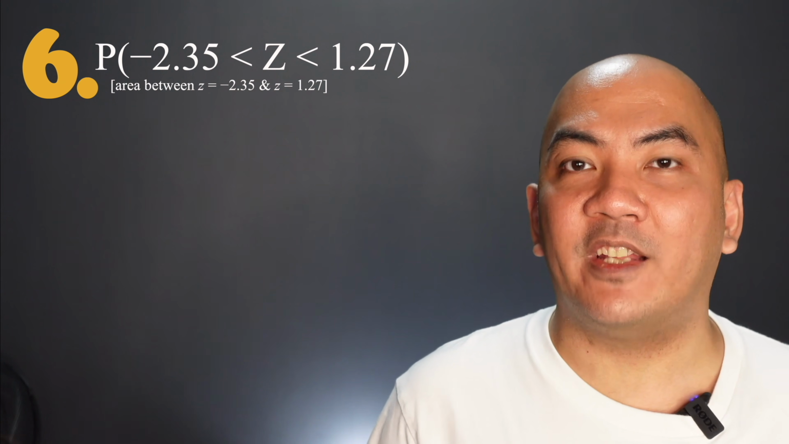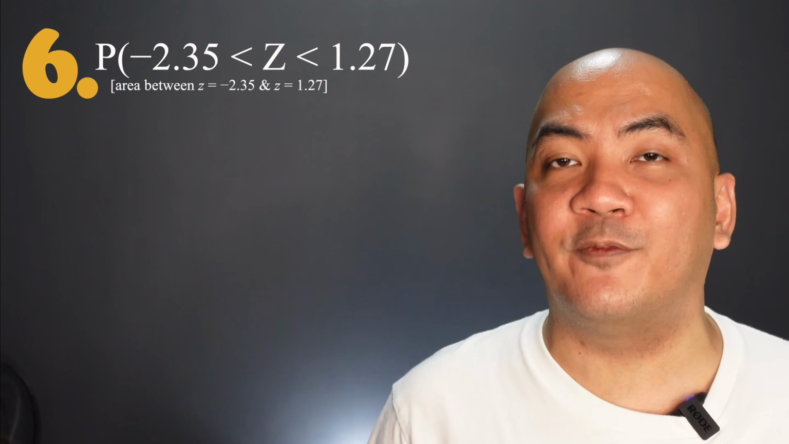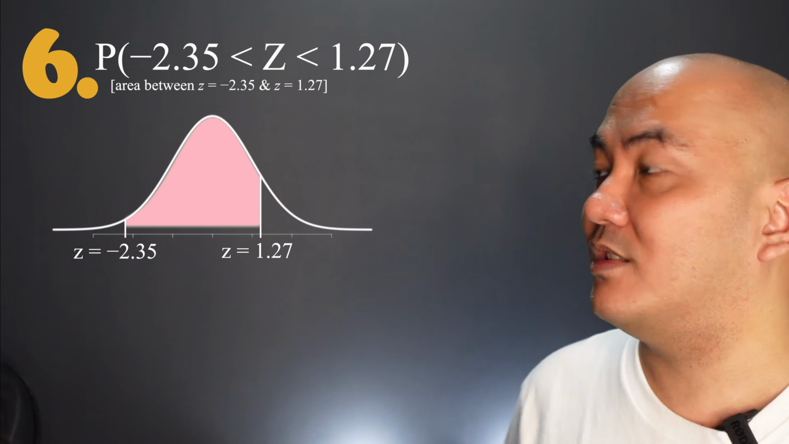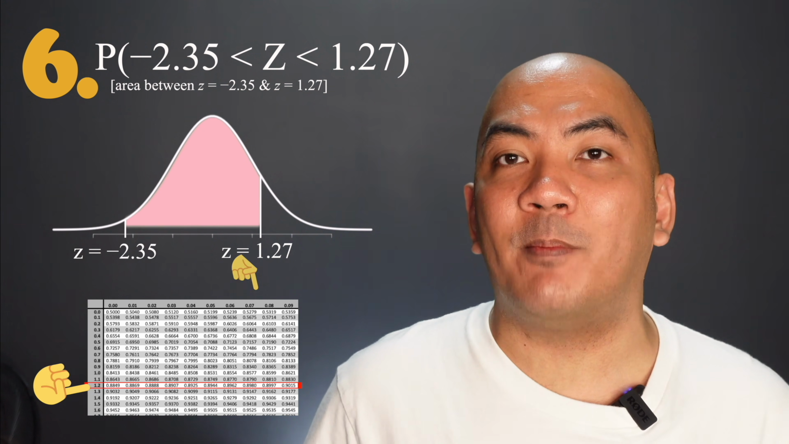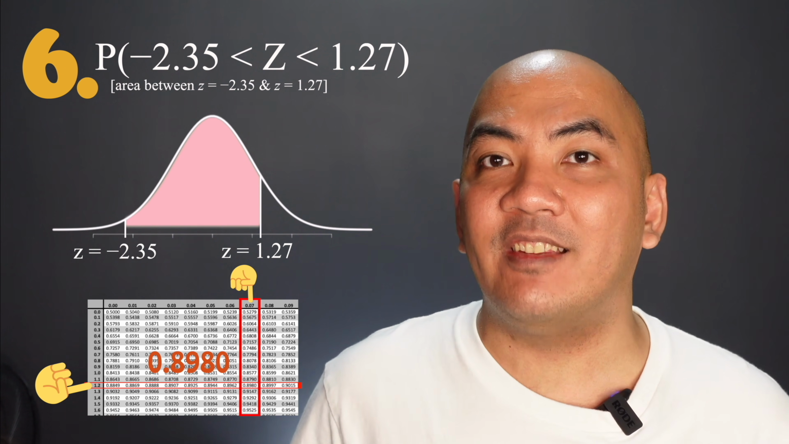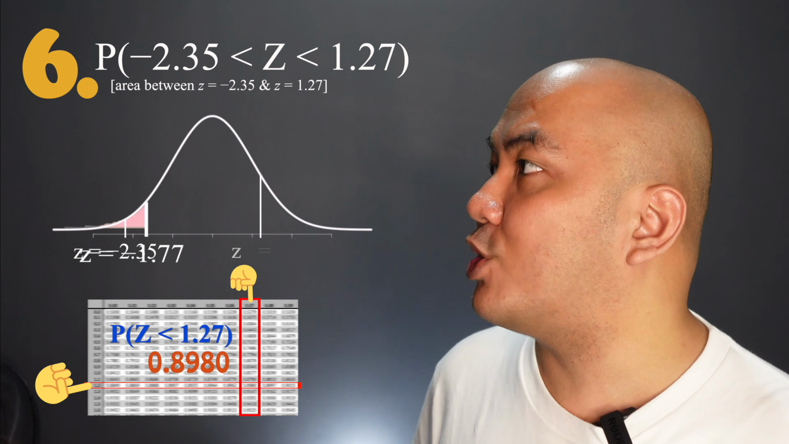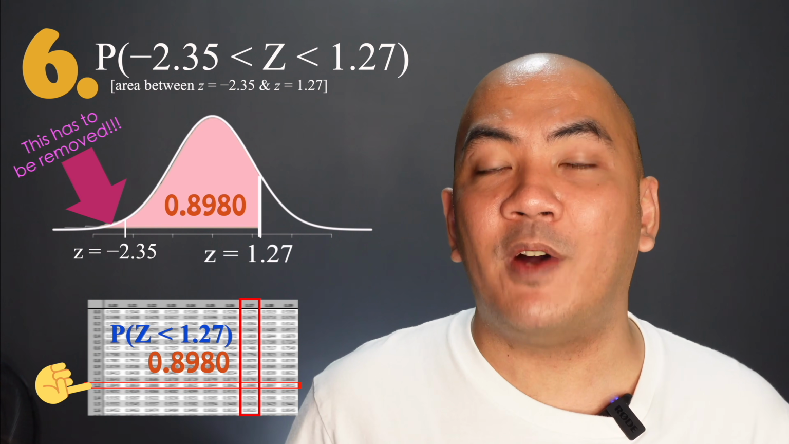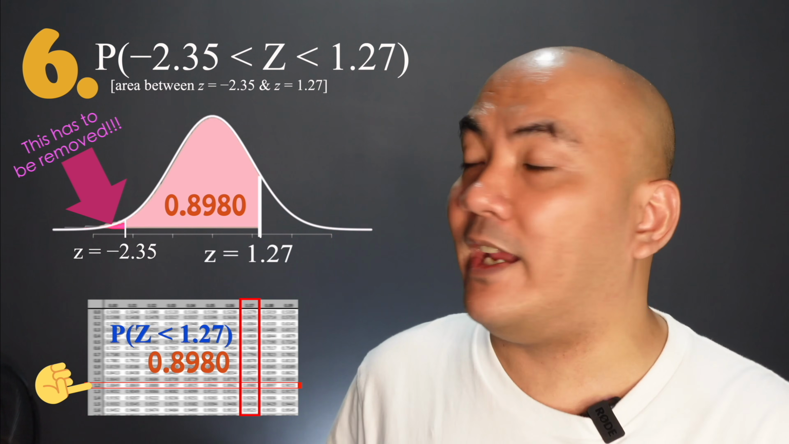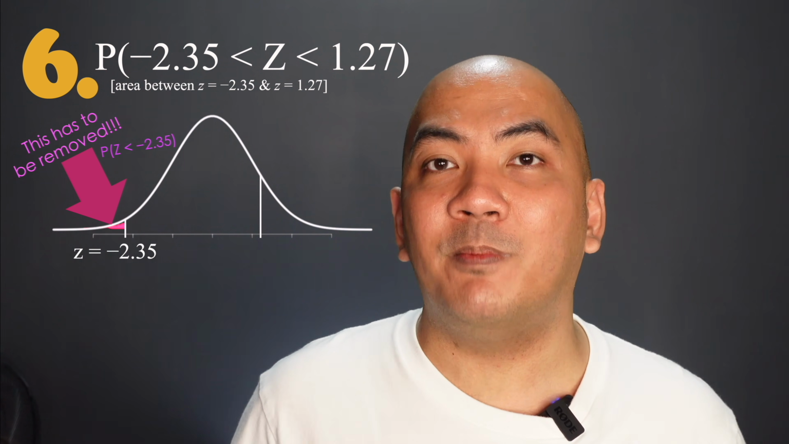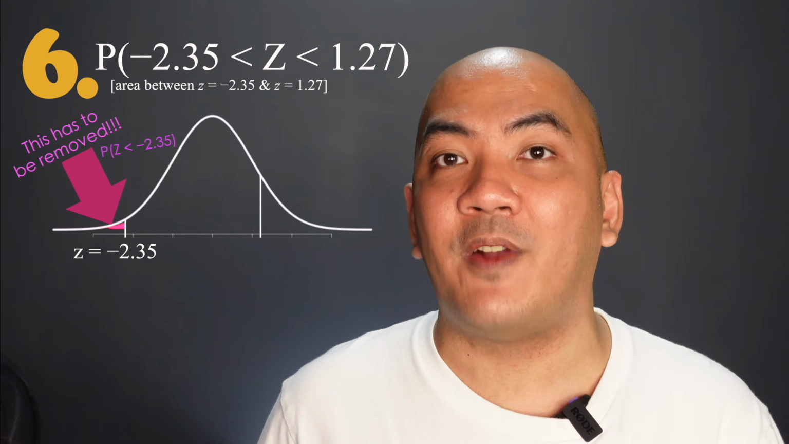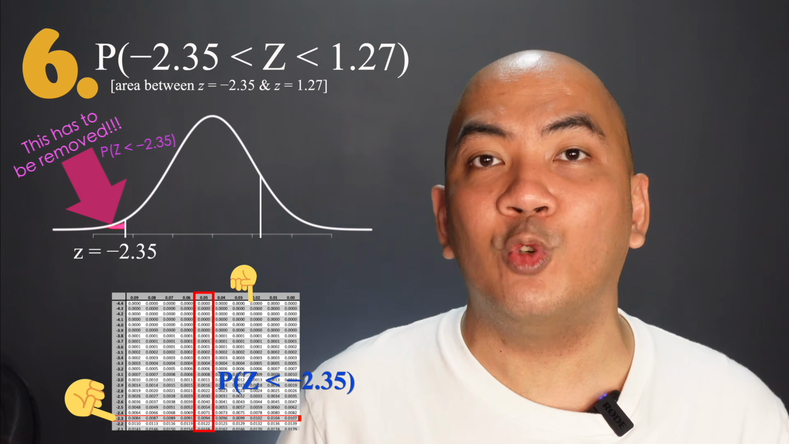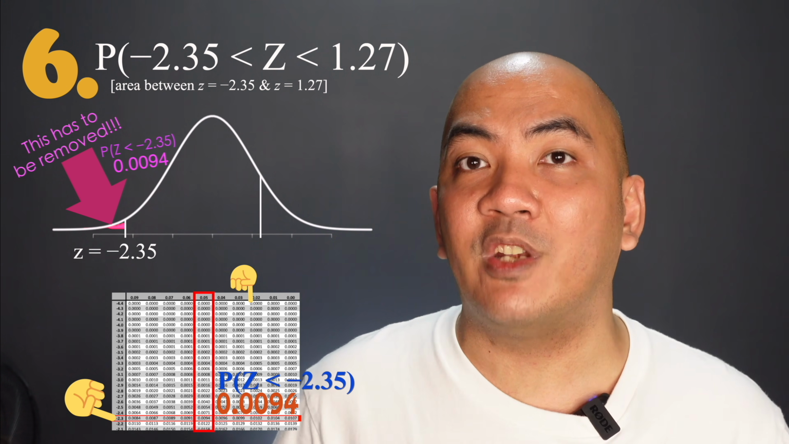Now suppose we're asked to find the probability of z to be between negative 2.35 and 1.27, which is represented by this region. For the probability of z to be less than 1.27, that is 0.8980, which happens to be this region. However, that is not the region we are looking for. We have to remove a part of it, which is this small area here, which happens to be the probability of less than negative 2.35. And by taking a look at the table, the probability of z to be less than negative 2.35 is 0.0094.